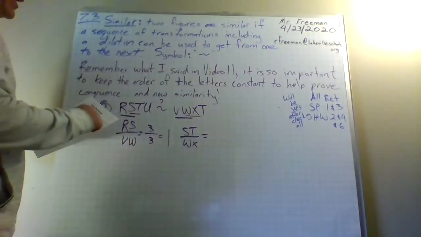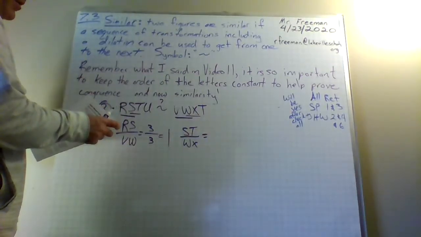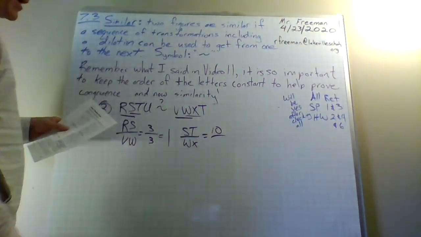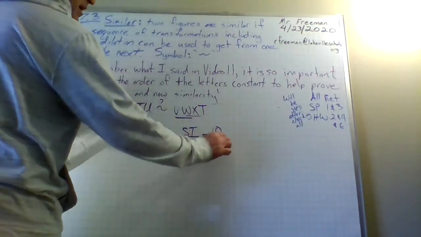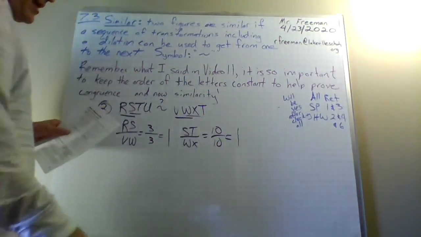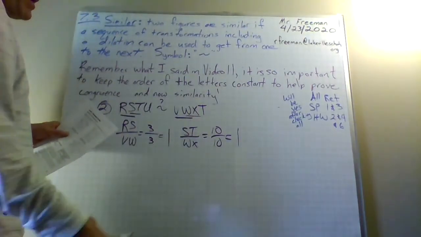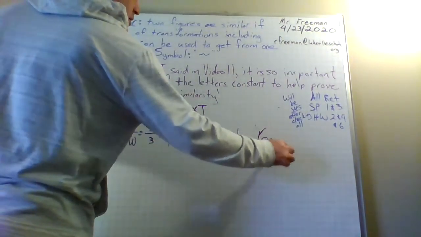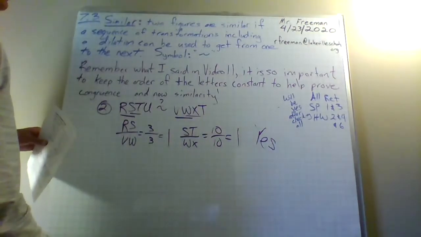Well, ST is, we count them: 1, 2, 3, 4, 5, 6, 7, 8, 9, 10. And guess what? If I count WX, it's also going to be 10. So that looks like we're going to be in good shape. And if I did any of the other sides, I would still get 1. Okay, so this is going to be a yes.